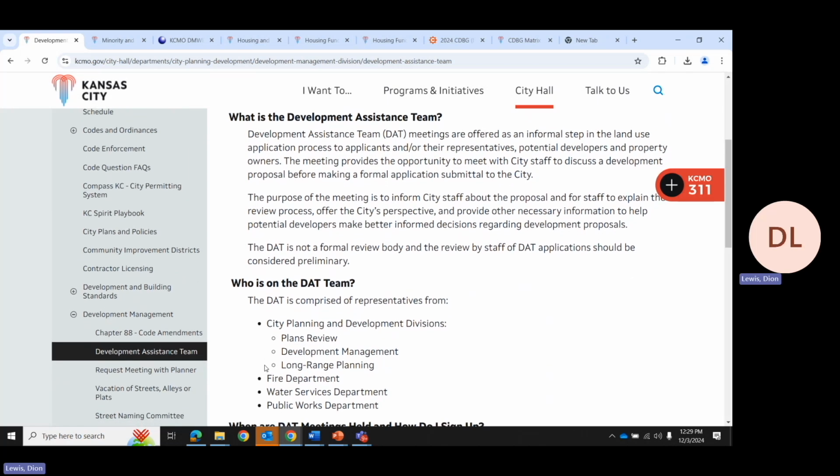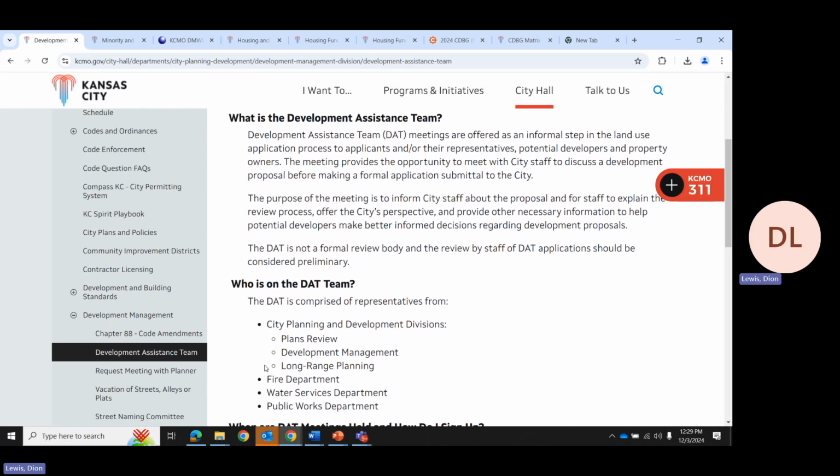And so I tell people all the time, before you even submit an application, you probably want to go through the development assistance team just to make sure your project is buttoned up and tight with all these different aspects that the development assistance team is going to offer you. They also include the different departments who will review your project, who are in line with the development of your project, public works, water department, and so forth and so on.